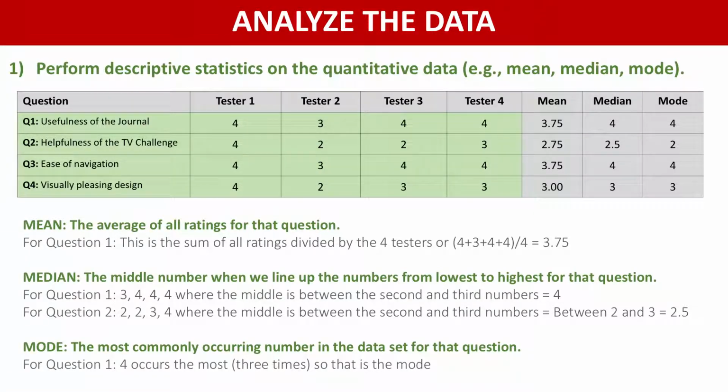Now, the mode is the most commonly occurring number in the data set for that question. This type of descriptive statistic may not be as relevant if you have a very small data set, but you can still calculate it to see if it's on track with the mean and the median. In this case, for question number 1, 4 occurs the most amount of times, 3 times out of 4, so that is what the mode would be. So I encourage you to calculate the mean, the median, the mode, and any other types of descriptive statistics that you'd like for each of your quantitative data sets.